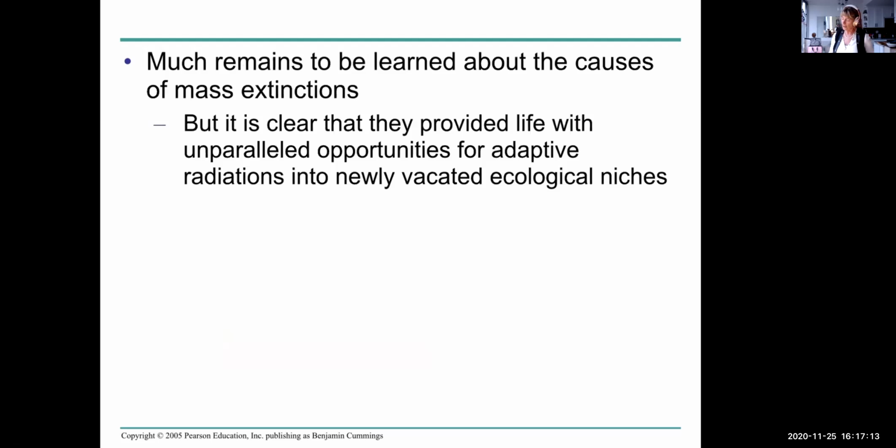So we still need to learn a lot about mass extinctions. But what's interesting is that when there is an extinction and a lot of organisms disappear, it leaves vacated ecological niches and new ecological opportunities. So if the dinosaurs and other reptiles hadn't gone extinct, then mammals would probably not have evolved into the diversity that you see today. New ecological opportunities.